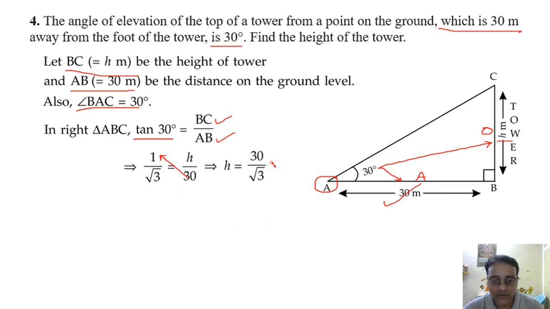So here also what we can do, we can multiply and divide by root 3. So if you multiply and divide by root 3, what you will get? 30 root 3 by 3. So ये 3 से cancel होगा फिर. You can write directly also, no issue. So we'll get 10 root 3 meter.